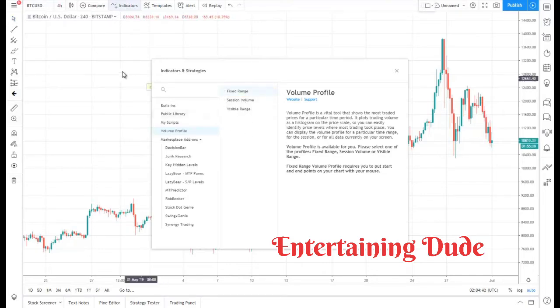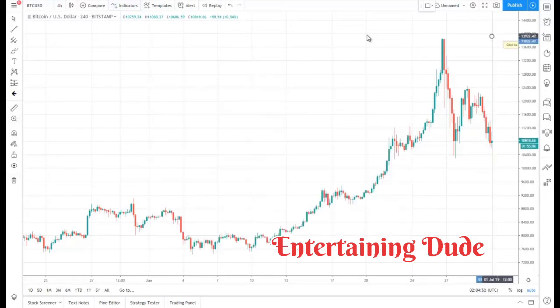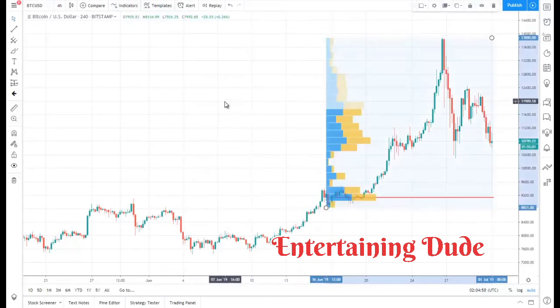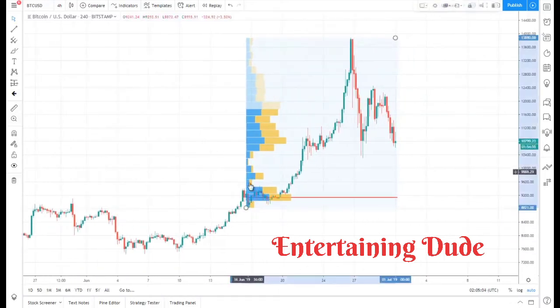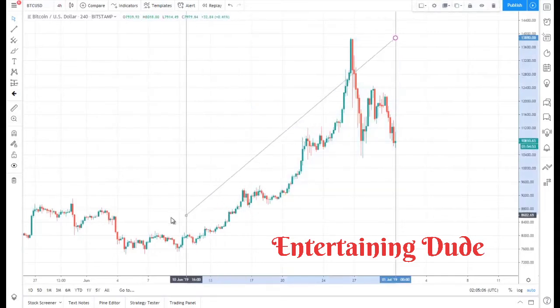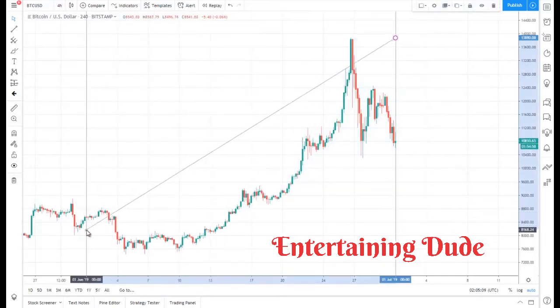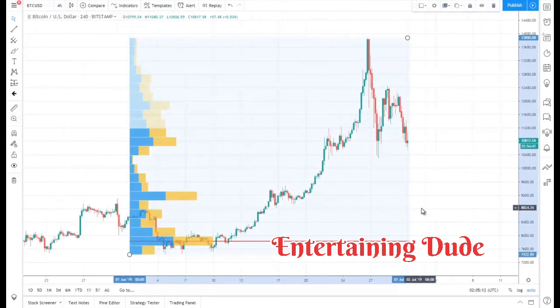When you click on fixed range, you are going to have to choose a specific period of time on your chart. So we are going to start by clicking on the last candle and then moving the mouse to the previous low, because we want to analyze where the volume has been traded in the past sessions. Alright, so we're going to start by analyzing the entire month worth of volume. During June 2019, the most volume was traded right here at the 7804 level.